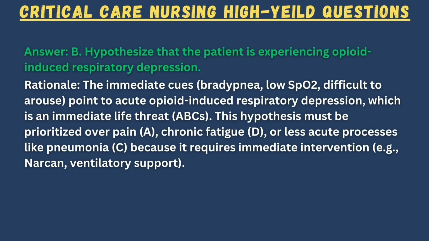Rationale. The immediate cues, bradypnea, low SpO2, difficult to arouse, point to acute opioid-induced respiratory depression, which is an immediate life threat, ABCs. This hypothesis must be prioritized over pain, A, chronic fatigue, D, or less acute processes like pneumonia, C, because it requires immediate intervention, e.g., Narcan, ventilatory support.